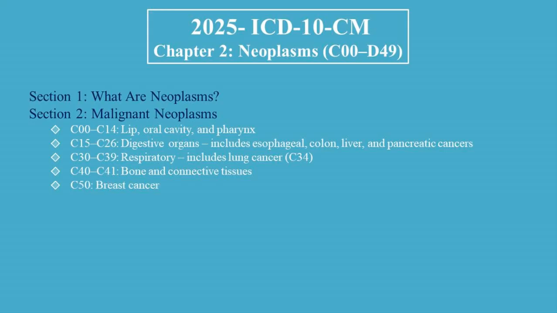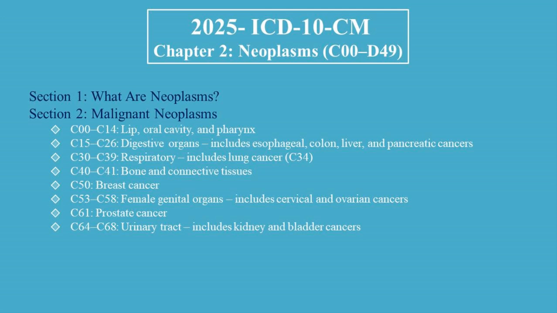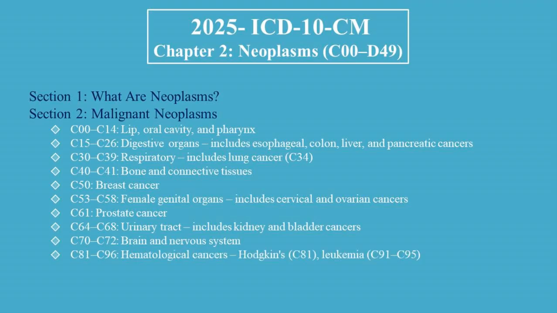C50, breast cancer. C53 to C58, female genital organs, includes cervical and ovarian cancers. C61, prostate cancer. C64 to C68, urinary tract, includes kidney and bladder cancers. C70 to C72, brain and nervous system. C81 to C96, hematological cancers, Hodgkin's, C81, leukemia, C91 to C95.